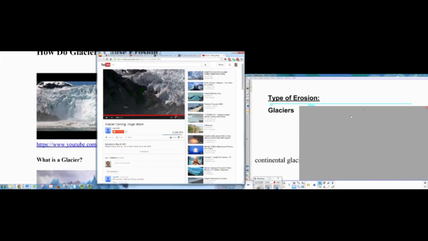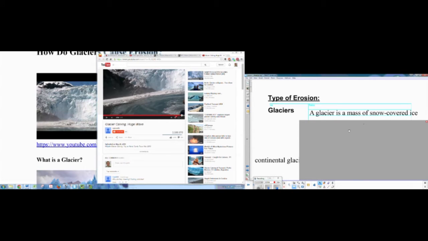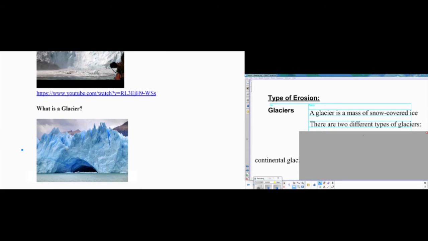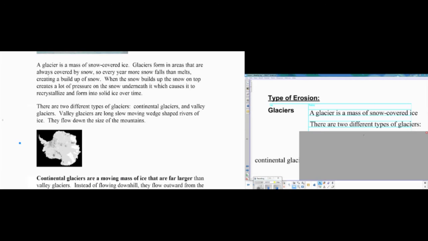Okay, so a glacier is a mass of snow-covered ice, of which there are two kinds. Reading from the left, a glacier is a mass of snow-covered ice. Glaciers form in areas that are always covered in snow, so every year more snow falls than melts, creating a buildup of snow. When the snow builds up, the snow on top creates a lot of pressure on the snow underneath, which causes it to recrystallize and form solid ice over time.